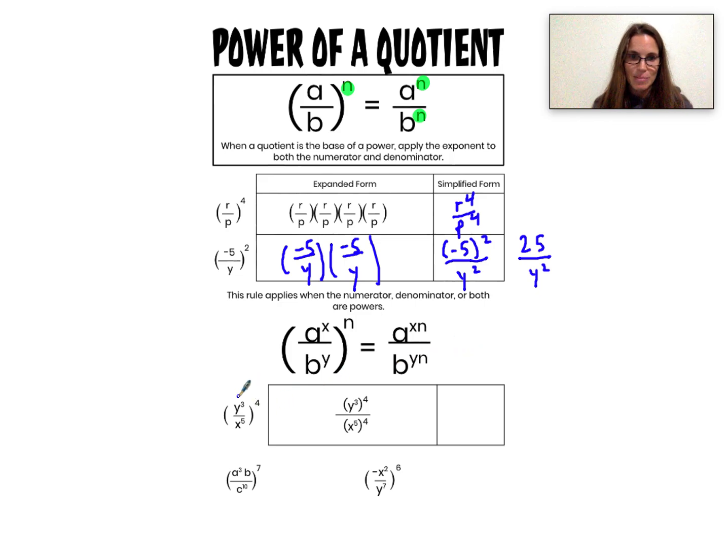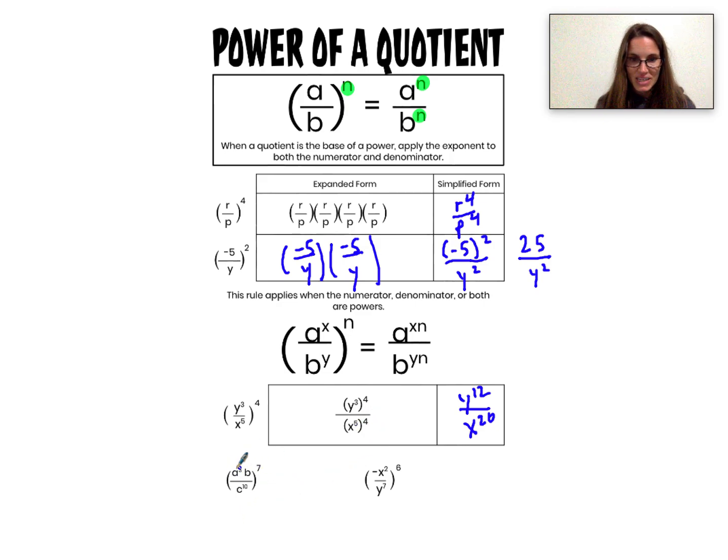Let's look at an example. The quotient y to the third divided by x to the fifth, raising that quotient to the fourth power. Y to the third raised to the fourth power is y to the 3 times 4, y to the 12th. X to the fifth raised to the fourth power is x to the 5 times 4, x to the 20th. So power rule for the numerator, power rule for the denominator.